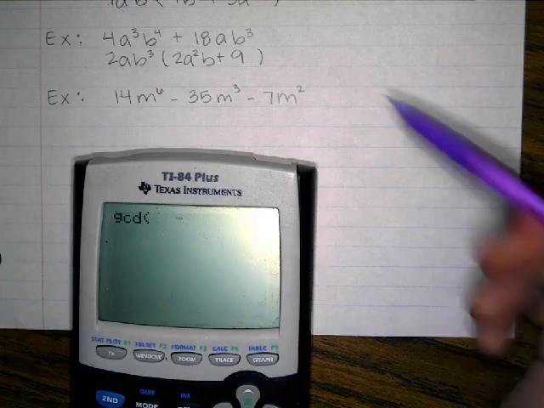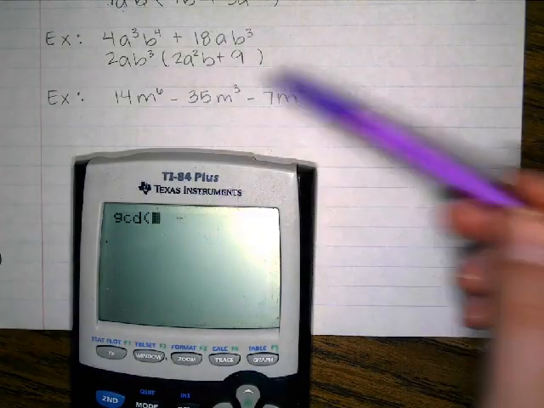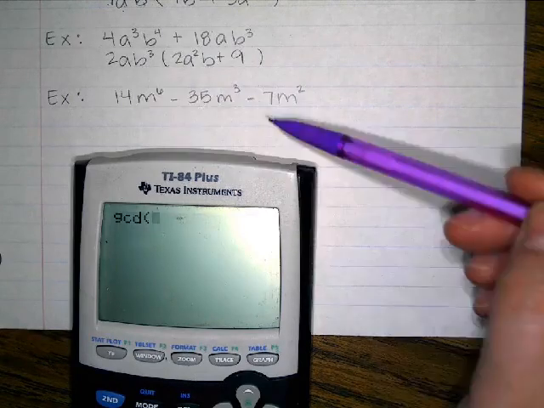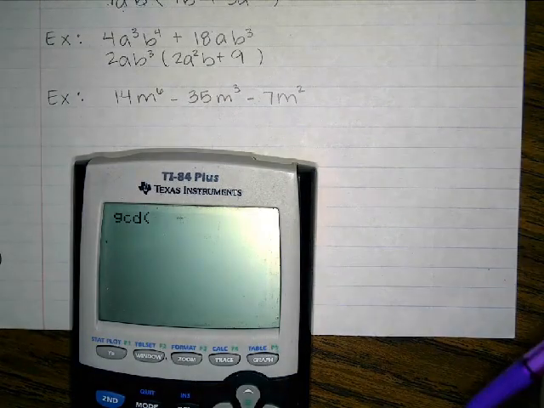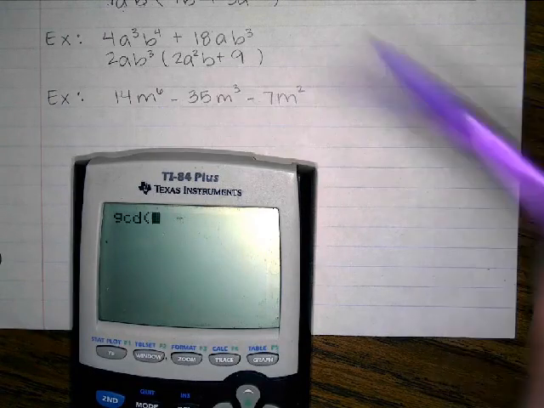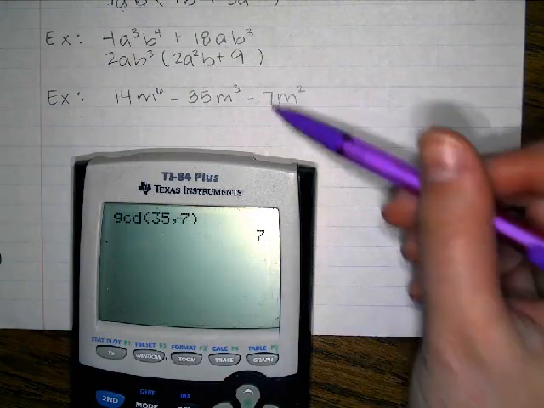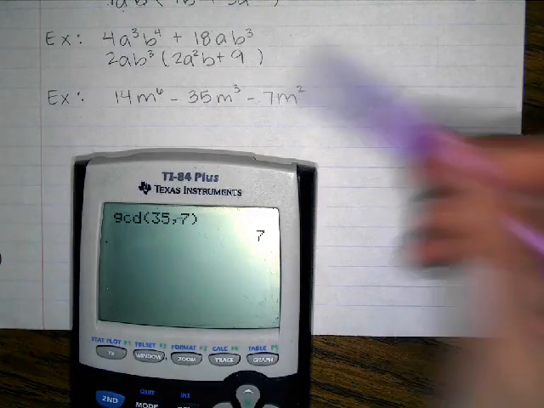We could do 14 and 35. We could do 35 and 7. We could do 14 and 7. Do the highest and the lowest. The highest and the lowest? Okay. So we could do 35 and 7. So if we do 35 and 7, it says that 7 is the one that it should be. What were you saying?